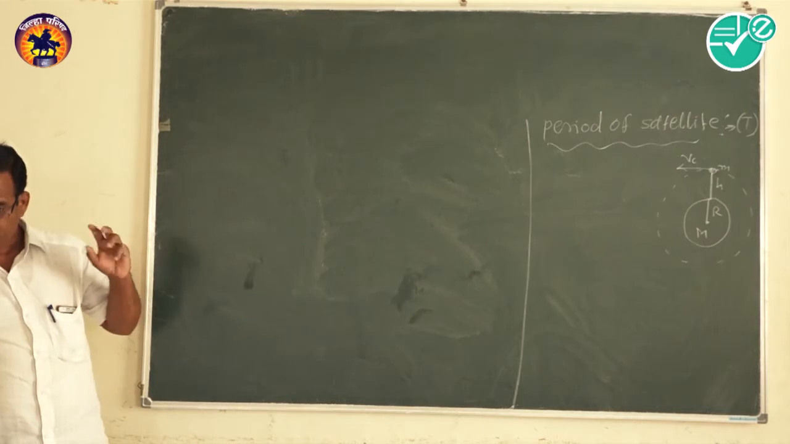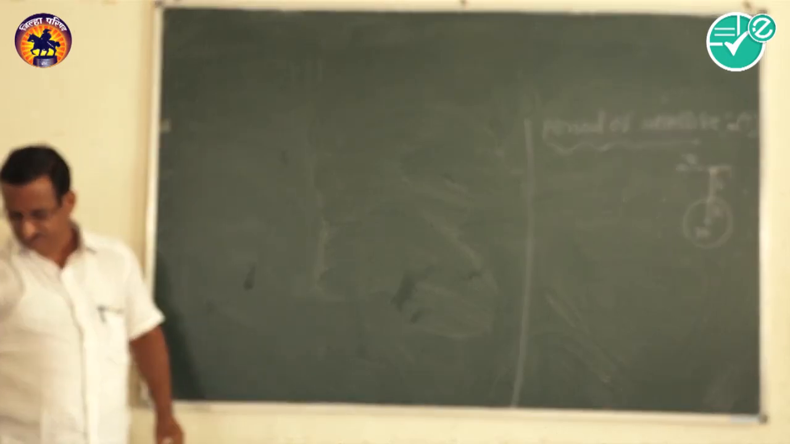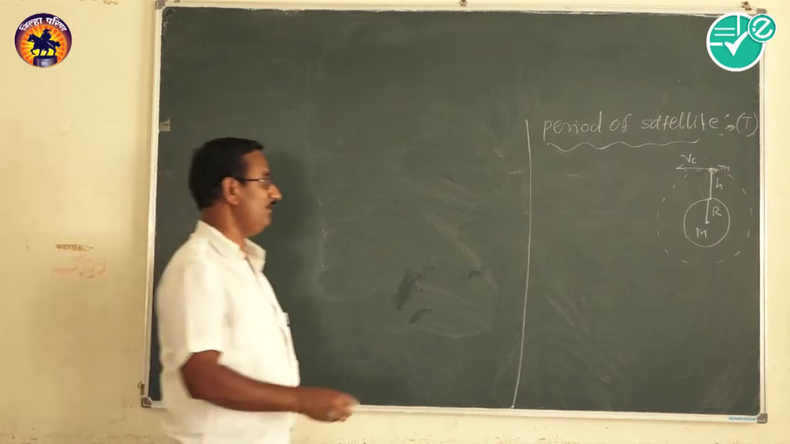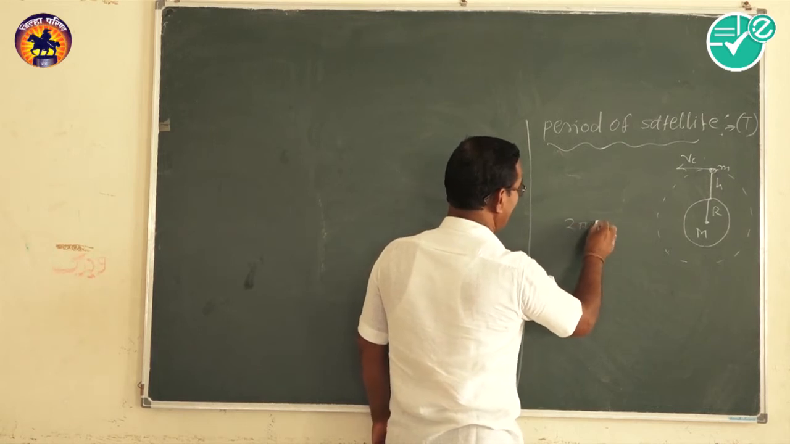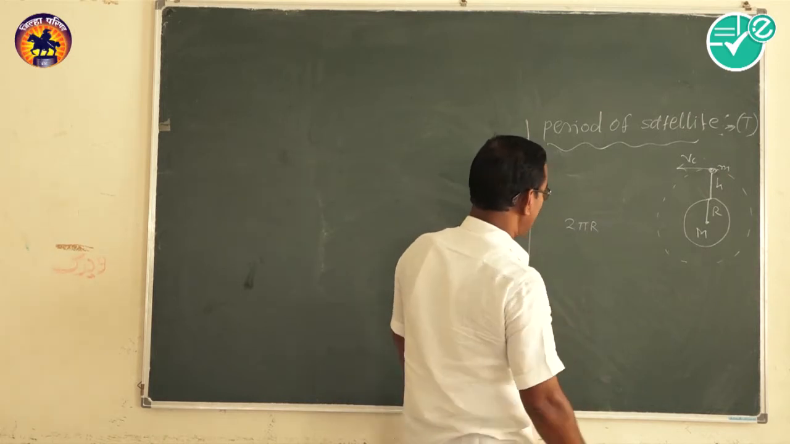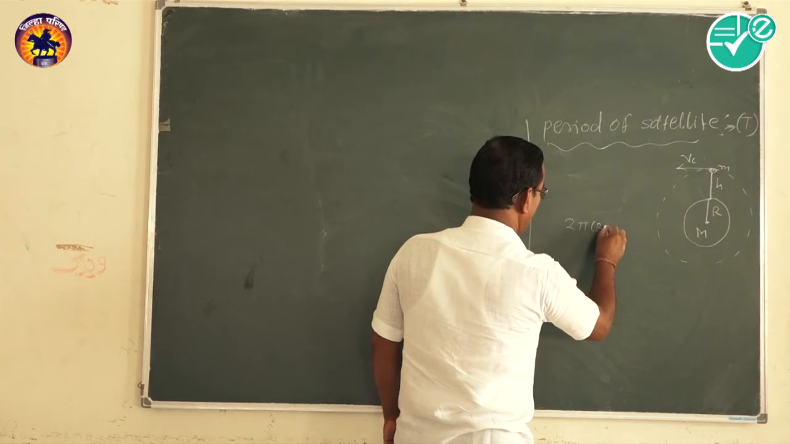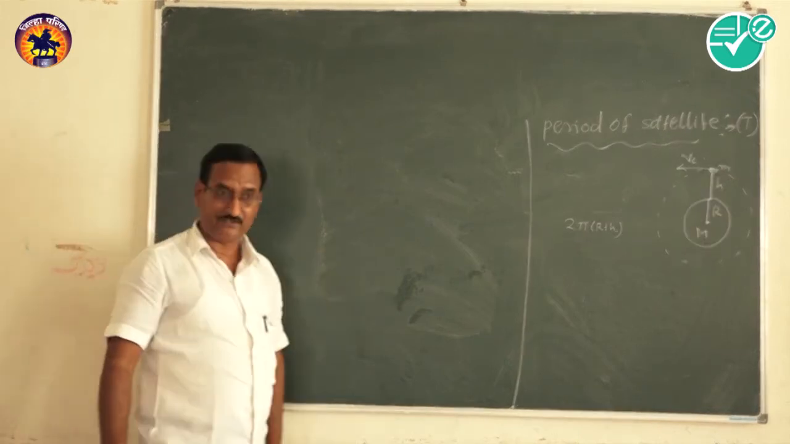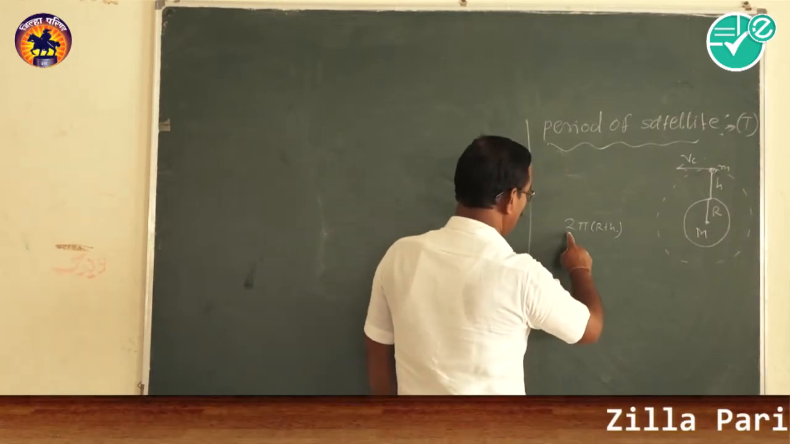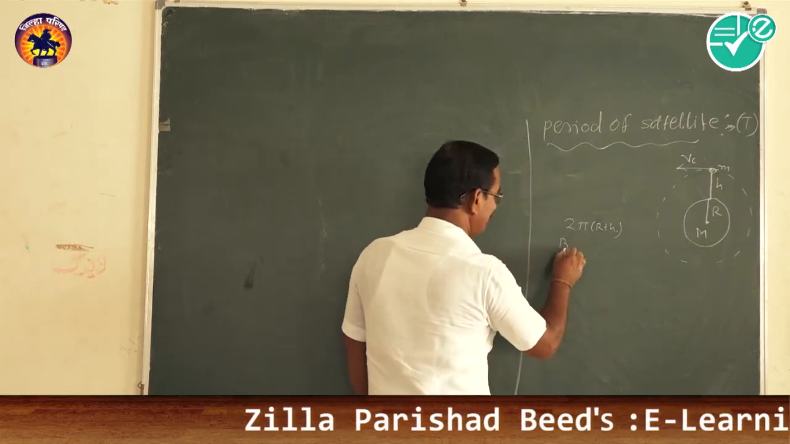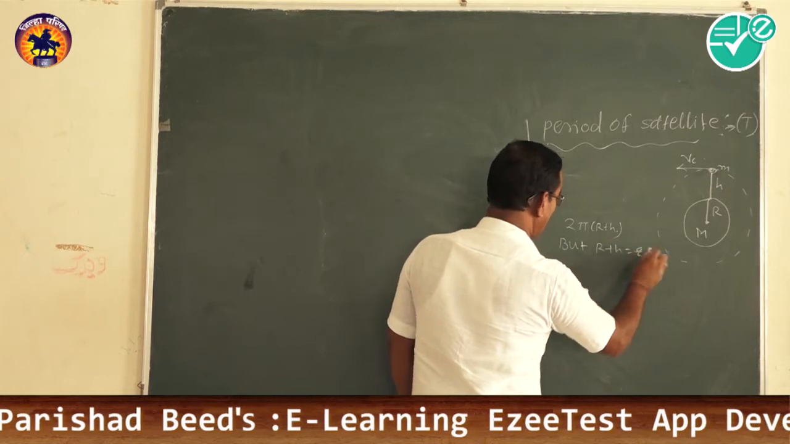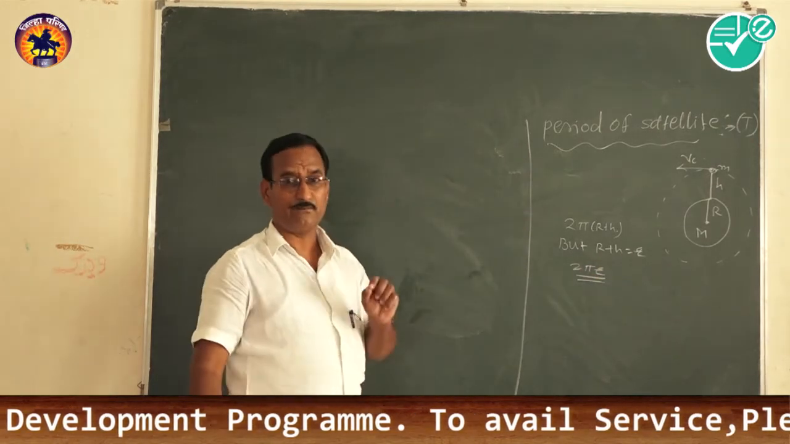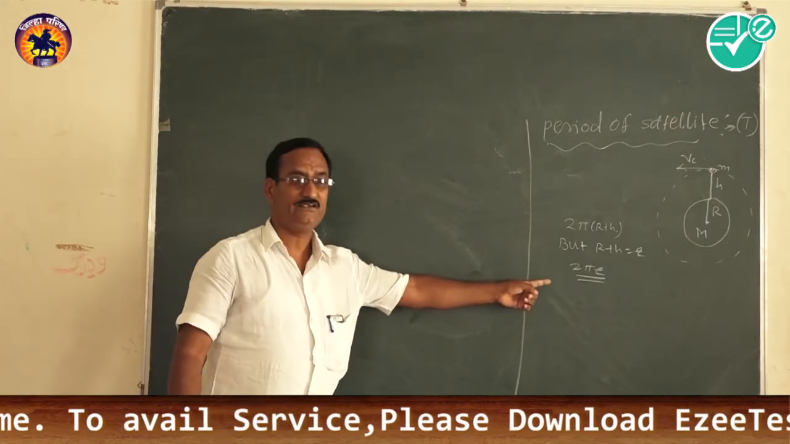When a satellite revolves around the earth and completes one revolution, it covers a distance equal to the circumference of the circle, that is twice pi R plus h, but R plus h is equal to small r, so the circumference is twice pi r. That is the distance covered by the satellite in one complete revolution.